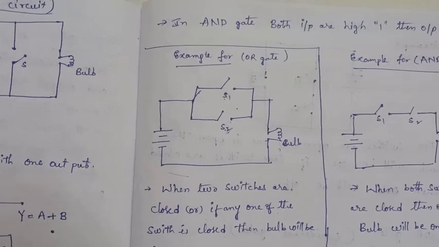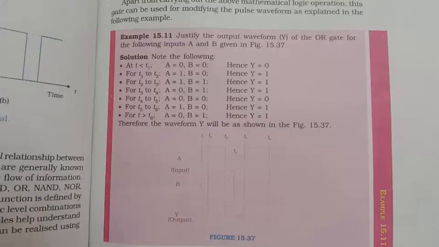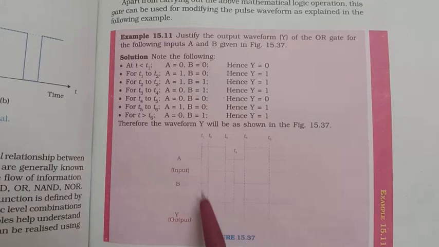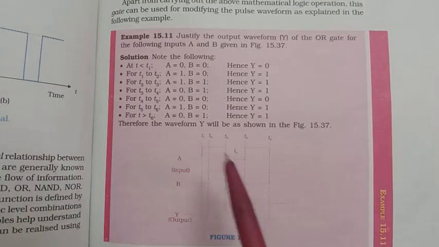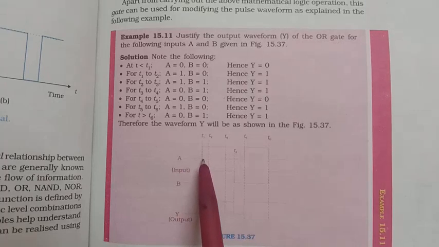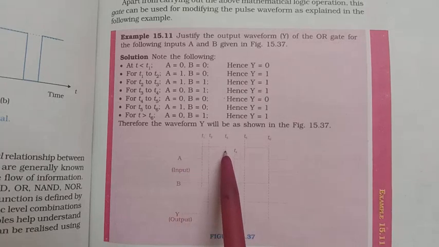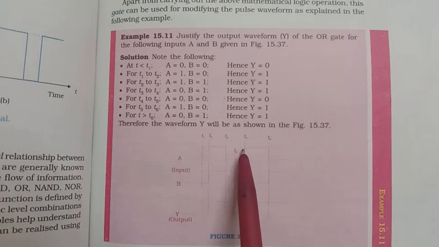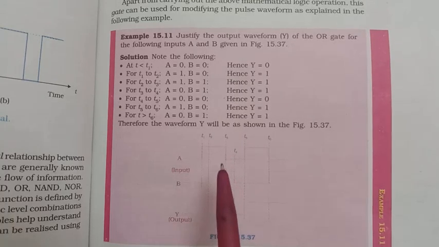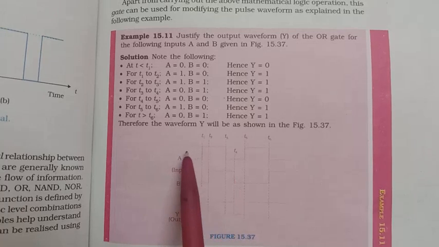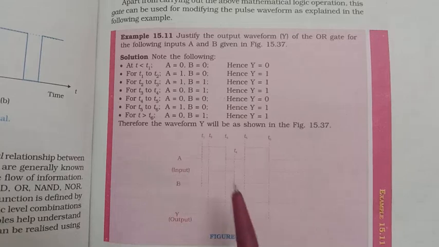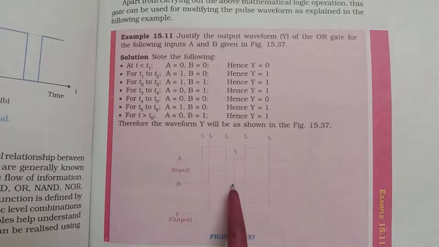For this we have one more example in your textbook. All of you observe this graph, the waveform. Here A is 0, then it is 1 up to here, again it becomes 0, then 1, then 1 to 0. So in between it is 1, in between it is 0, in between it is 1. Less than T1, A is 0. And observe B, it is the same manner. Upper means 1 and lower means 0.